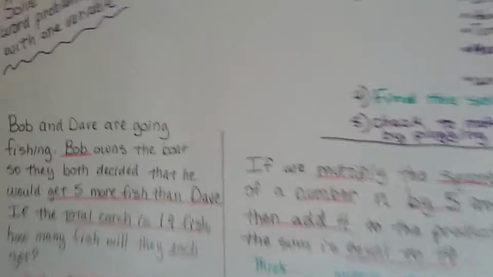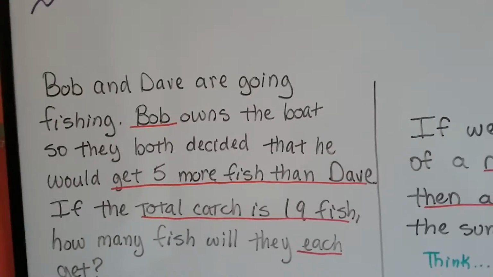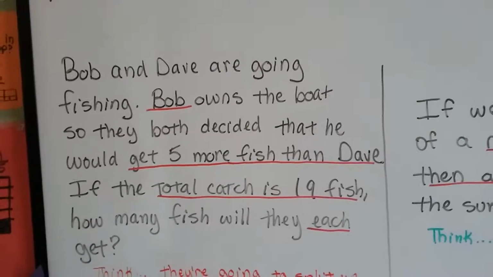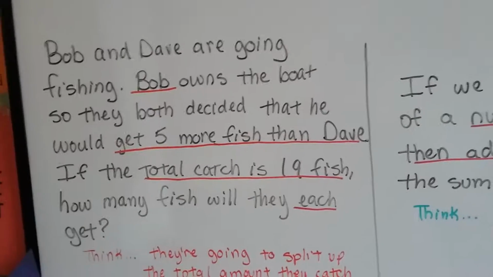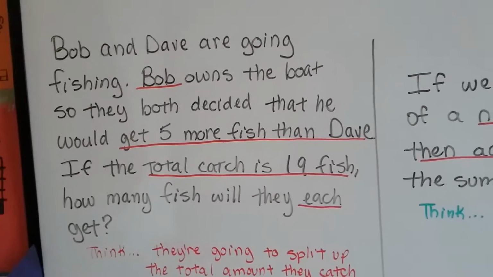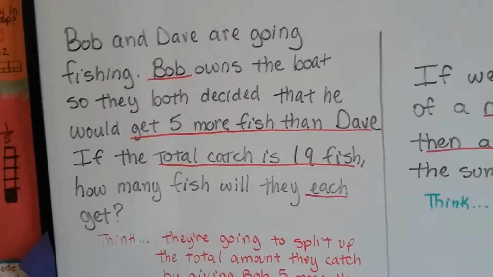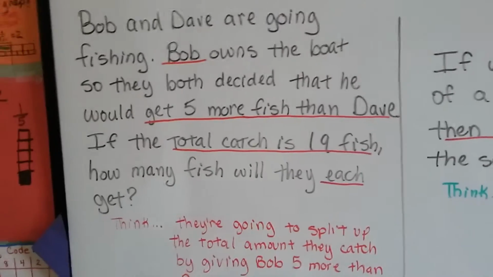All right, so here's our first word problem. Bob and Dave are going fishing, and Bob owns the boat, so they both decided that he would get 5 more fish than Dave. If the total catch is 19 fish, how many fish will they each get?